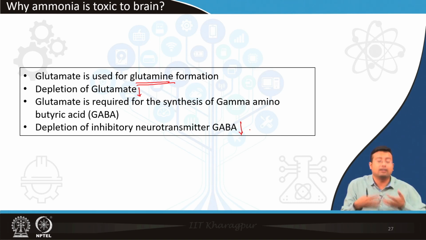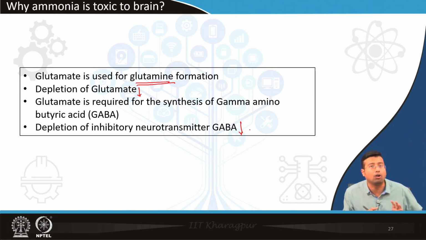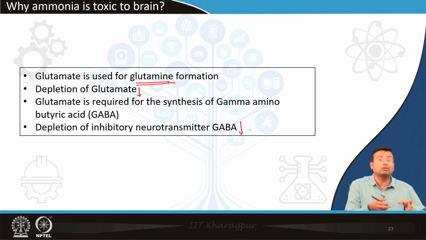GABA actually suppresses the brain action. It prevents the brain from behaving erratically. So if there is a loss of the inhibitory neurotransmitter, there will be excitatory activity and the patient will develop tremor, slurring of speech, seizure, all those problems. All right. So we are in a situation where glutamine is in excess.